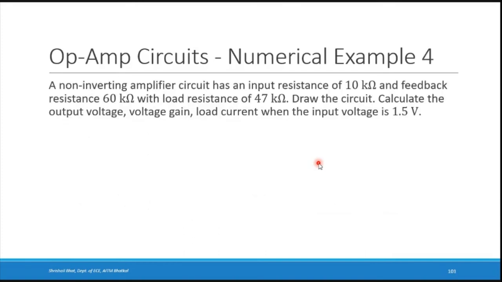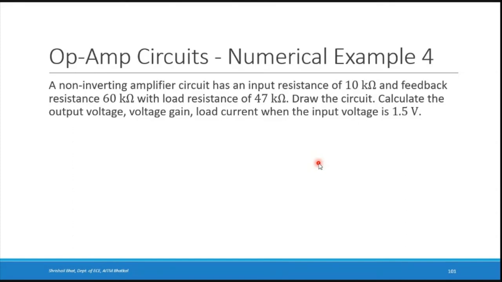Here it is given, it is a non-inverting amplifier circuit. A non-inverting amplifier circuit has an input resistance of 10K and feedback resistance 60K with load resistance of 47K. Input resistance of 10 kilo ohm, feedback resistance of 60 kilo ohm, and load resistance of 47 kilo ohm. You are asked to draw the circuit and calculate the output voltage, voltage gain, load current when the input voltage is 1.5 volts. So how to do this?